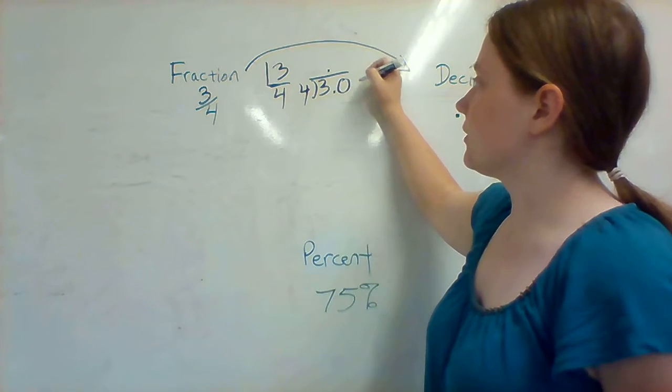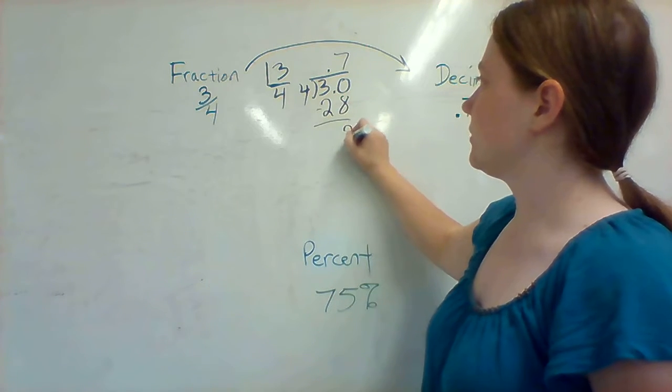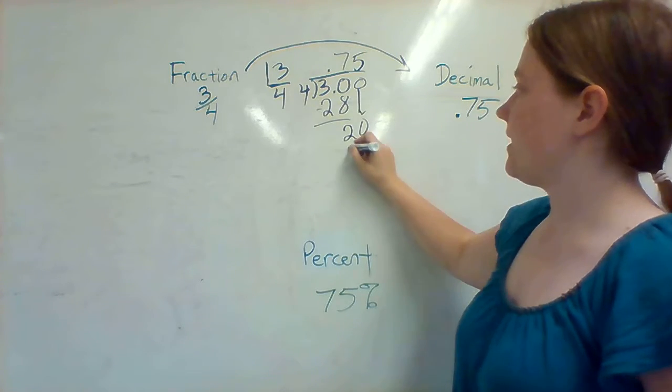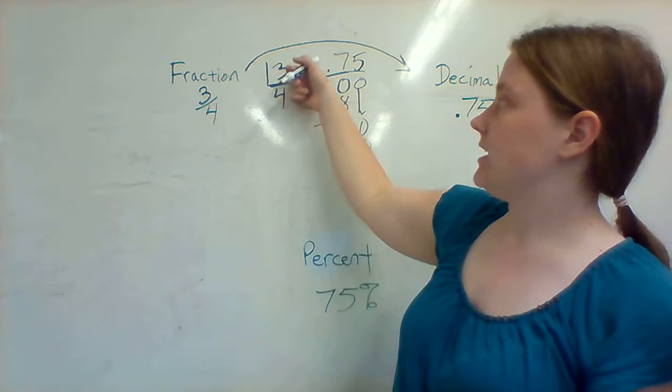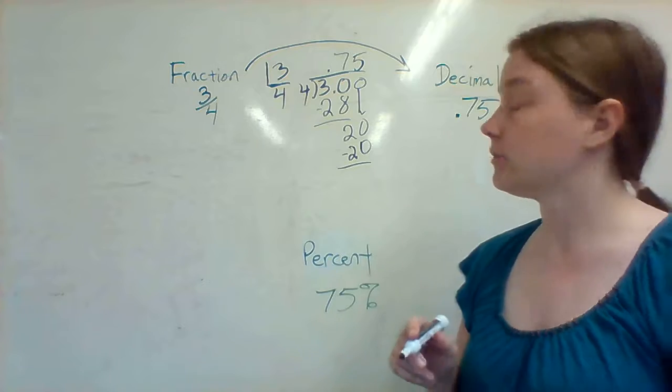4 goes into 30 7 times. 7 times 4 is 28. You're left with 2. 4 goes into 20 5 times. What you can also think of is divide down. 3 divided by 4 is what you would type in on your calculator.